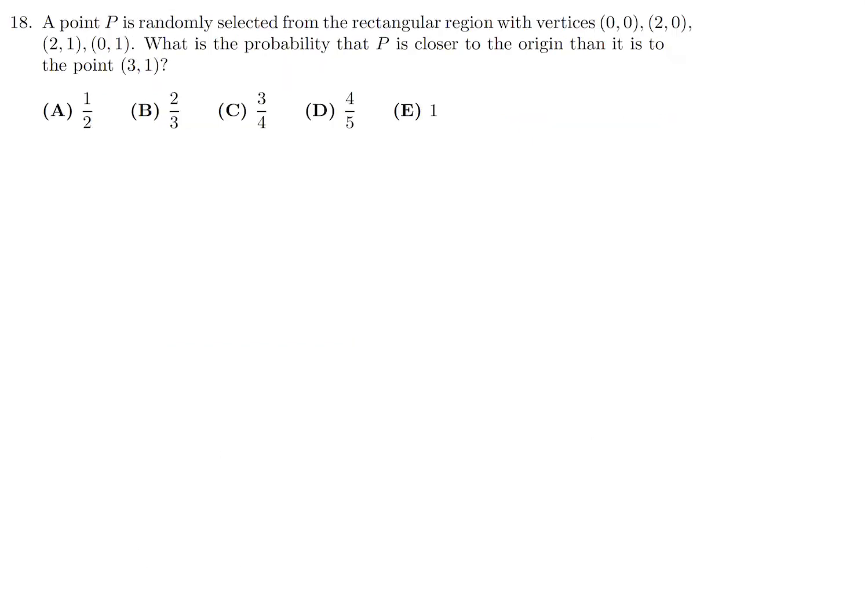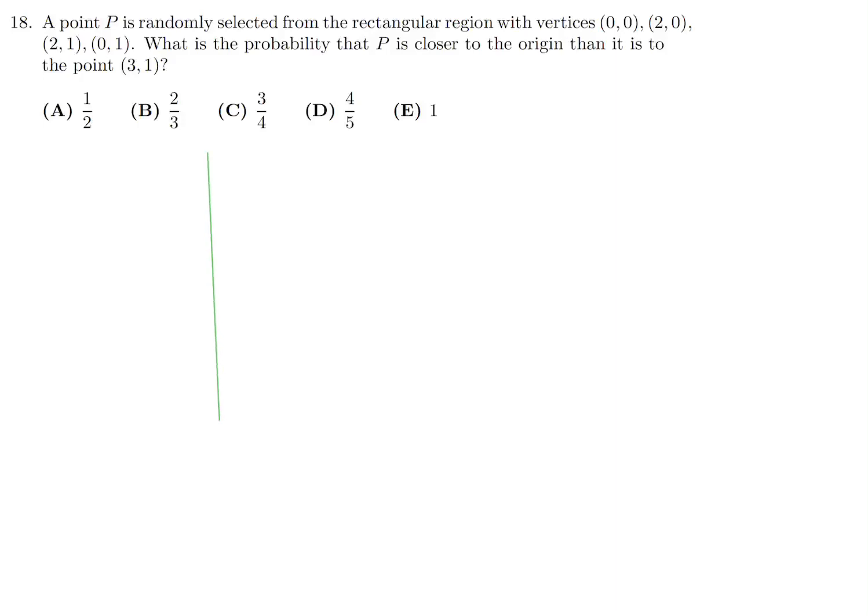A point P is randomly selected from the rectangular region with the vertices (0, 0), (2, 0), (2, 1), and (0, 1). What is the probability that P is closer to the origin than it is to point (3, 1)? All right, so we will draw a diagram.